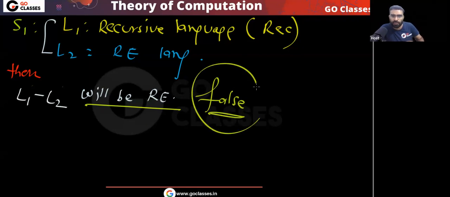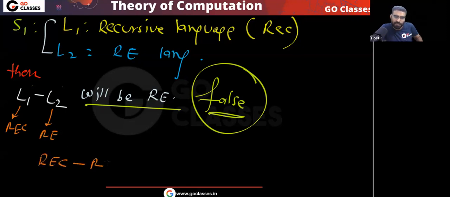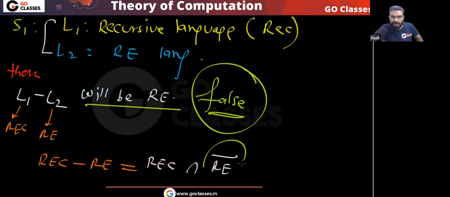This statement will be false. Why? Easily you can notice this L1 is REC, and L2 is RE. Now, what is REC minus RE? That will be REC intersection RE complement. But remember, RE languages are not closed under complement.